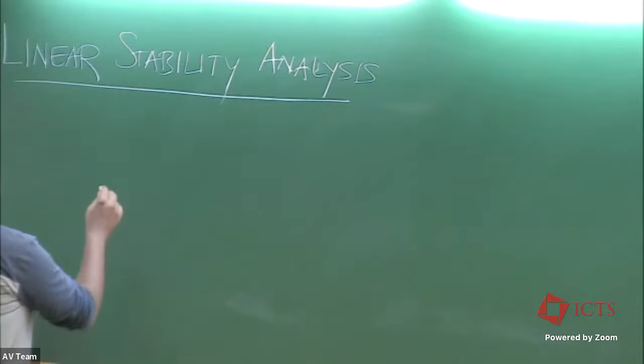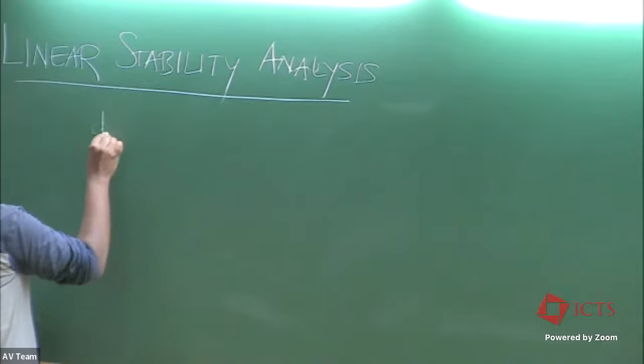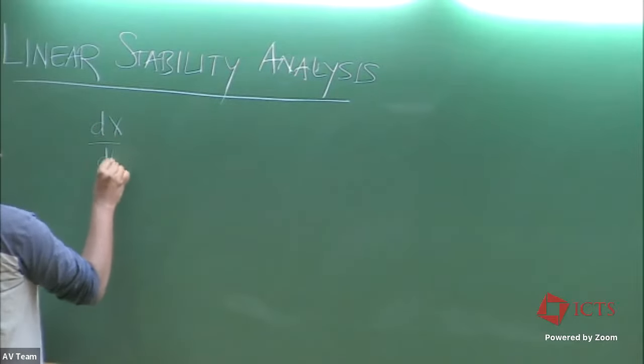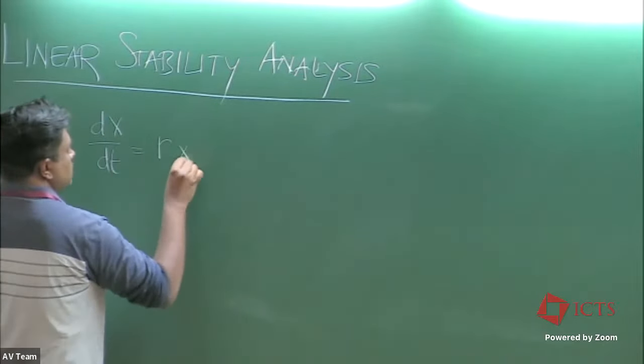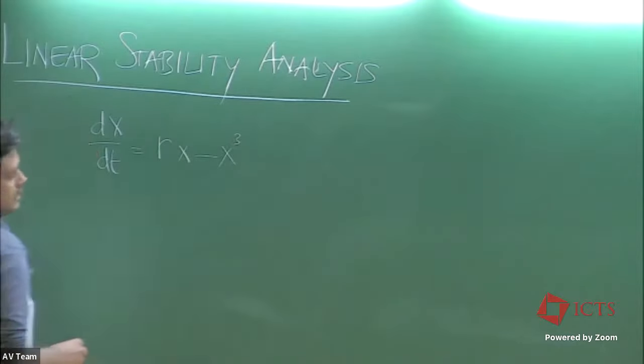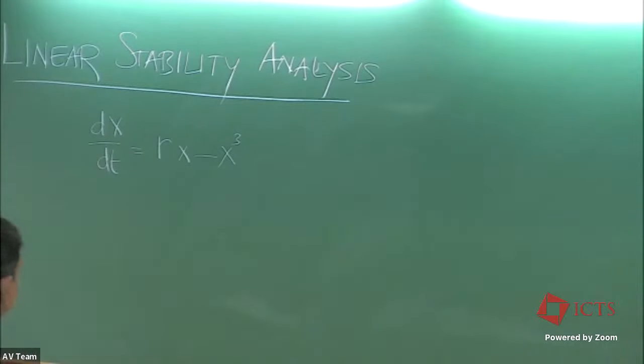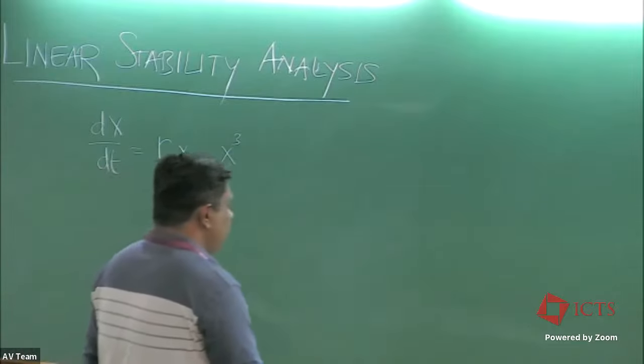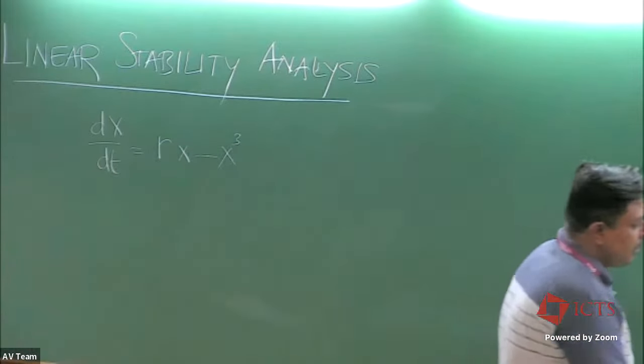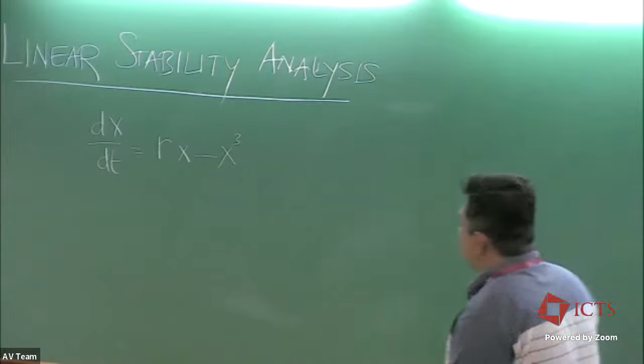So yesterday I started with the example where I said I'm going to look at dx by dt is r times x minus x cubed as a standard example of a dynamical system. And we wanted to understand how you get that from some physical arguments. That's where I stopped last time. The way to think about this is just the following.